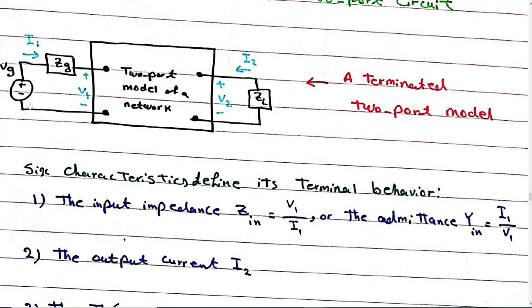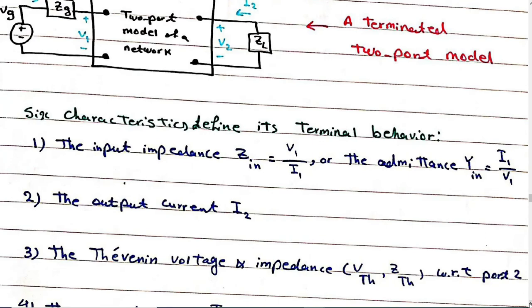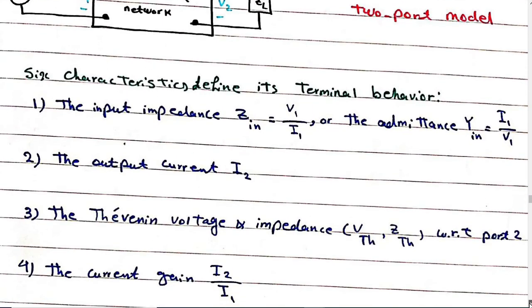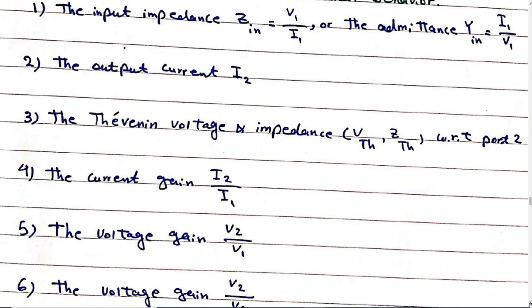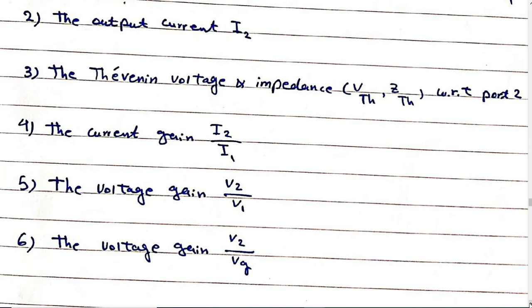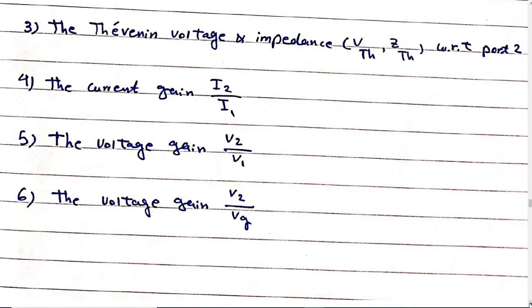You can see over here, this port is terminated and this one is terminated. This is connected to the load impedance and this one is connected to the generator. So we have over here ZG, which is the impedance of this generator. The input impedance is V1 divided by I1, and the output current, the Thevenin voltage and impedance with respect to port 2, current gain I2 divided by I1, voltage gain V2 divided by V1, and voltage gain V2 divided by VG.